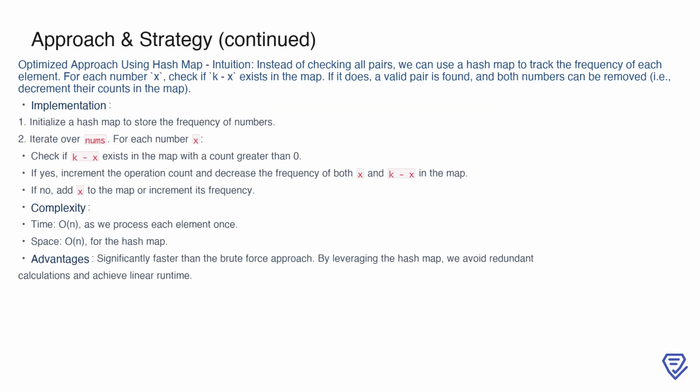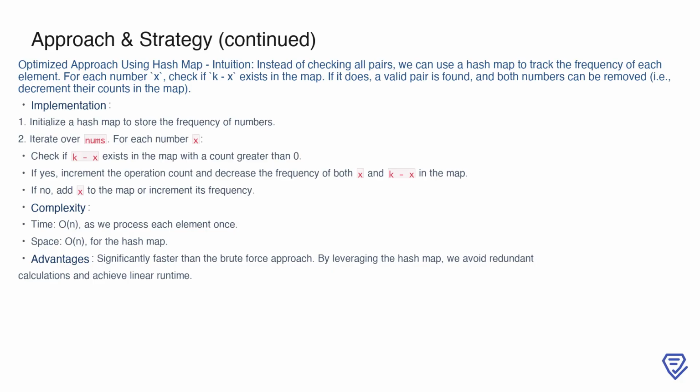A more efficient solution involves using a hash map, which allows us to avoid checking all pairs explicitly. The key insight here is to track the frequency of each number as we iterate through the array. For any number x, we check if its complement, k minus x, exists in the hash map with a count greater than 0. If it does, it means we've found a valid pair.